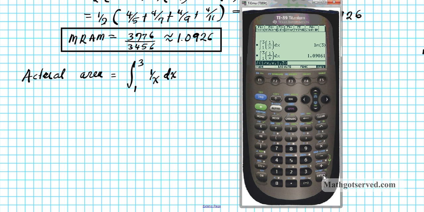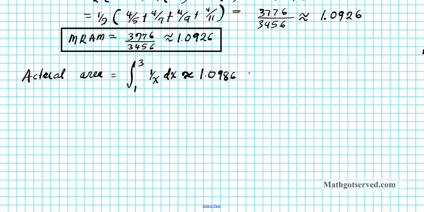Let's see, wait for a second. 1.0986. So that's the actual answer, okay? So that's approximately 1.0986 to 4 decimal places. If you wanted the exact answer, it would be the natural logarithm of 3, of course. All right, so there goes the actual area. Now let's represent our results using a graph so that we can gain a deeper understanding of what our answers look like.